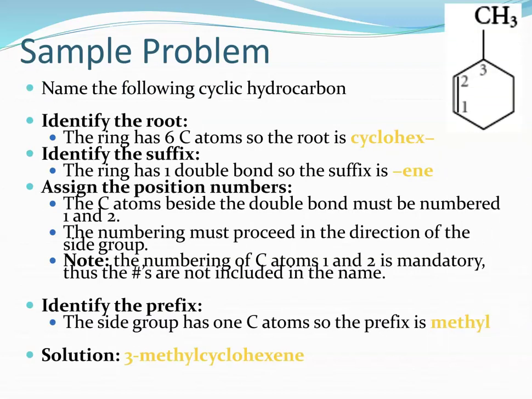This example shows you how to name a cyclic hydrocarbon with a double bond. Begin by determining the size of the ring. It has 6 carbon atoms, so it is cyclohex, and it has 1 double bond, so it has the suffix "-ene". We need to number the carbons in the ring such that the double bond has the lowest number possible. As we have numbered here, the methyl group is on carbon 3 and the double bond is on carbon 1. We do not need to include the number when the double bond is on the first carbon.